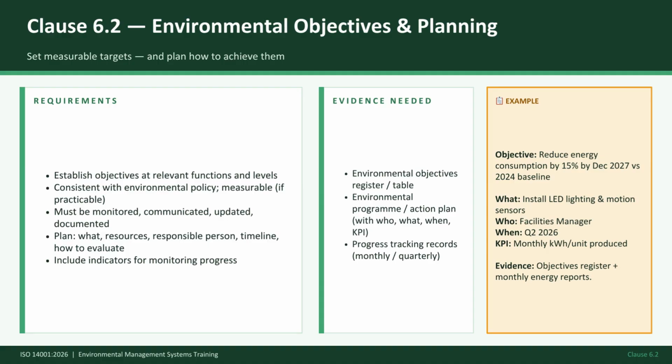A common mistake is setting objectives that cannot be measured. For example, we will improve our environmental awareness. That is not measurable. Instead say, 100% of staff will complete EMS awareness training by June 2027.